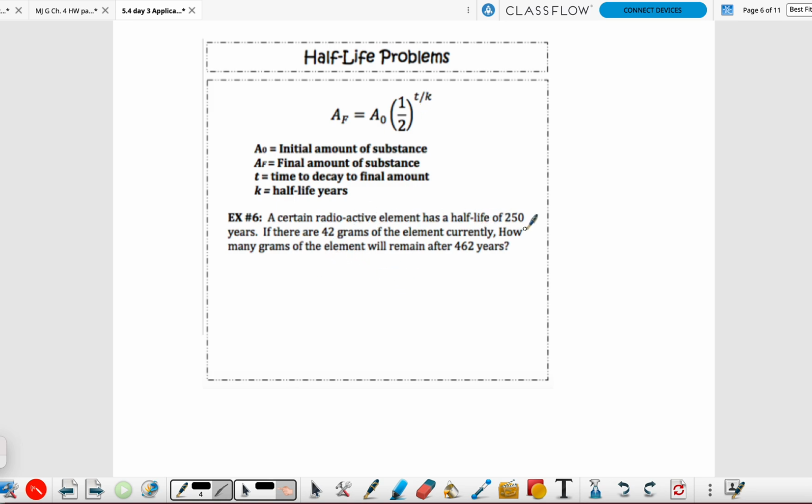A certain radioactive element has a half-life of 250 years. There are 42 grams of the element currently. How many grams of the element will remain after 462 years? So those are our 3 pieces of info.